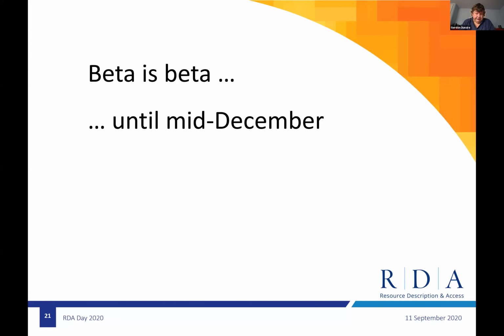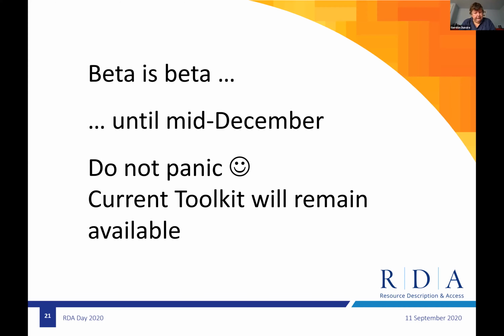And from 2021, the new toolkit will be what you see at the URL for RDA Toolkit. And the original toolkit will still be made available. Do not panic. The current toolkit will remain available until such time as the RDA board agrees that policy statements, translations, and training materials sufficient to switch people over to the new toolkit completely are in place. This is expected to take at least 1 year.